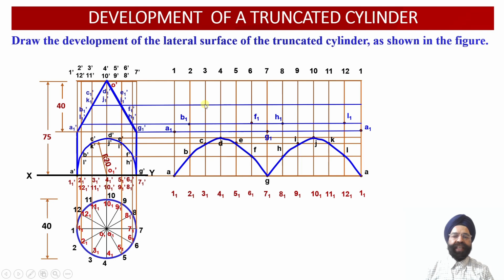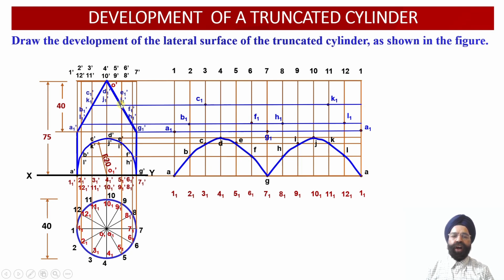The point of intersection obtained on 3 3 1 will be called C1, whereas the point of intersection obtained on the vertical generator 11 11 1 will be labeled as K1 over here. Now another 2 points we have got corresponding to the same horizontal projection line, that is E1 dash and I1 dash. E1 dash happens to lie on the vertical generator 5 dash and 5 1 dash over here. And I1 dash happens to lie on the vertical generator 9 dash, 9 1 dash.